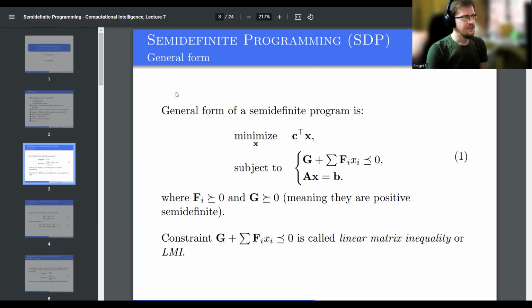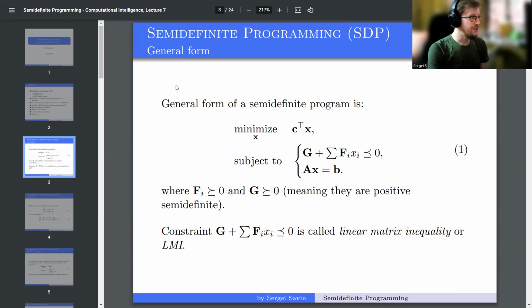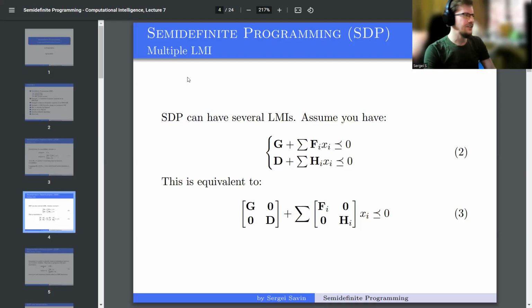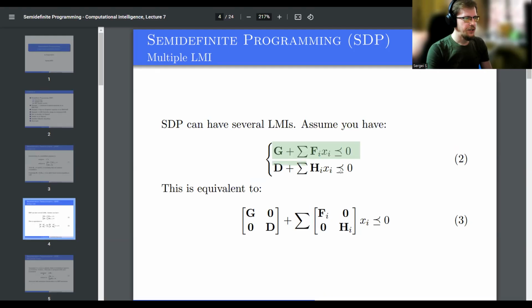All right. This was confusing. It's going to be more confusing in a second. So first, just some simple things. Let's say we have two LMIs, right? So we have one SDP with two LMIs. One LMI here, one LMI here. Okay, let me color code it differently.